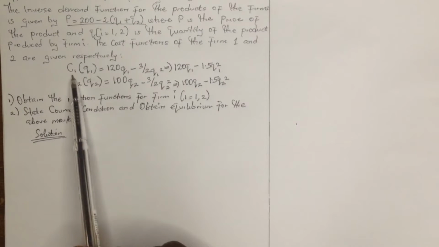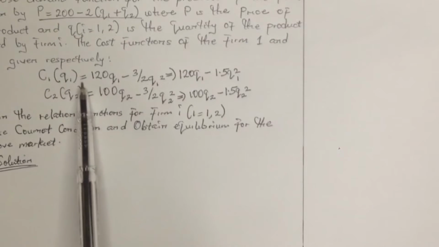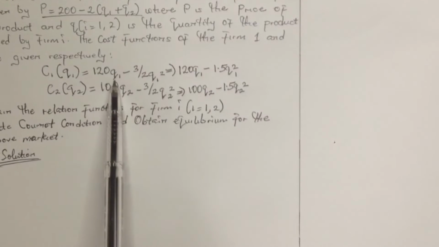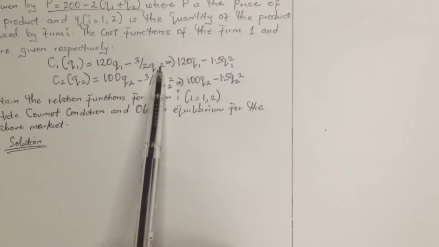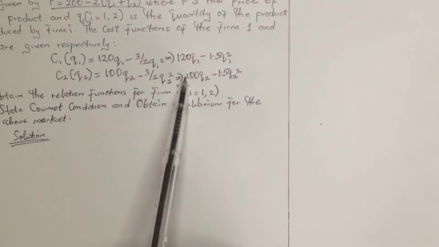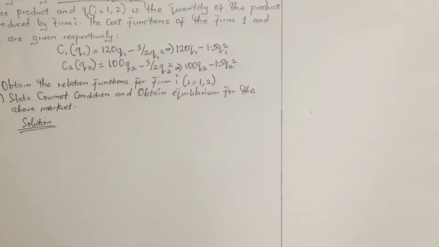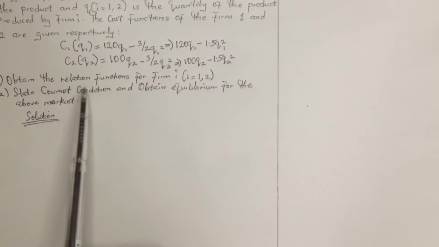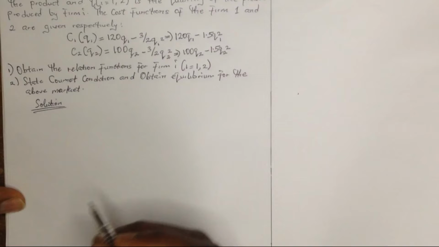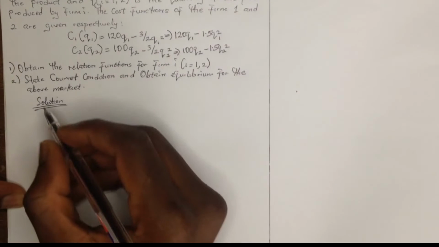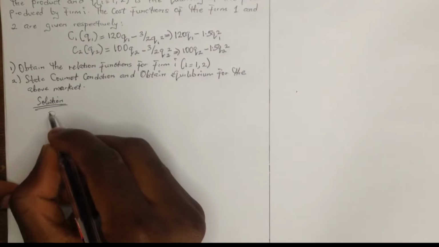The cost function for firm 1 is C(Q1) equals 120Q1 minus 3/2 Q1 squared, and we also have the cost function for firm 2. The first thing we have to do is obtain the reaction function for each firm. To do that, we start with our price.